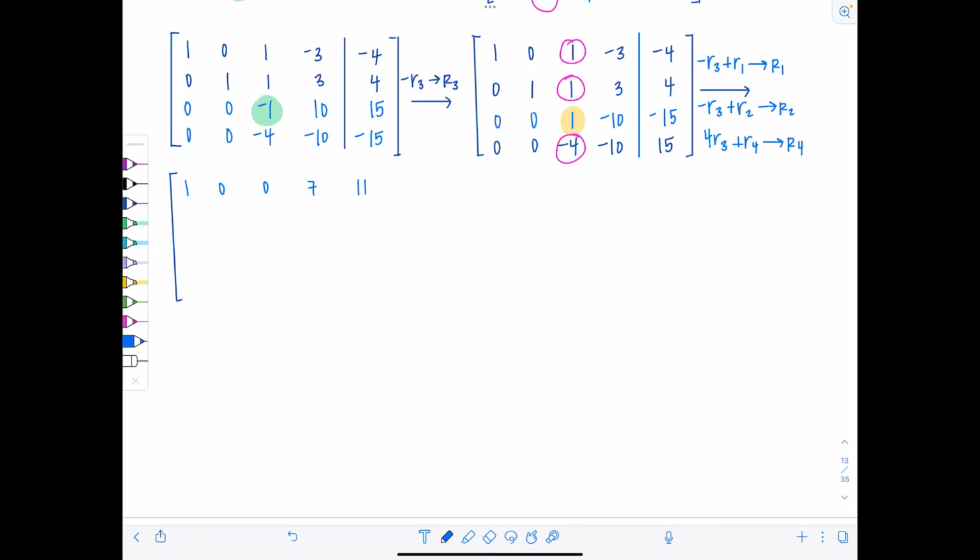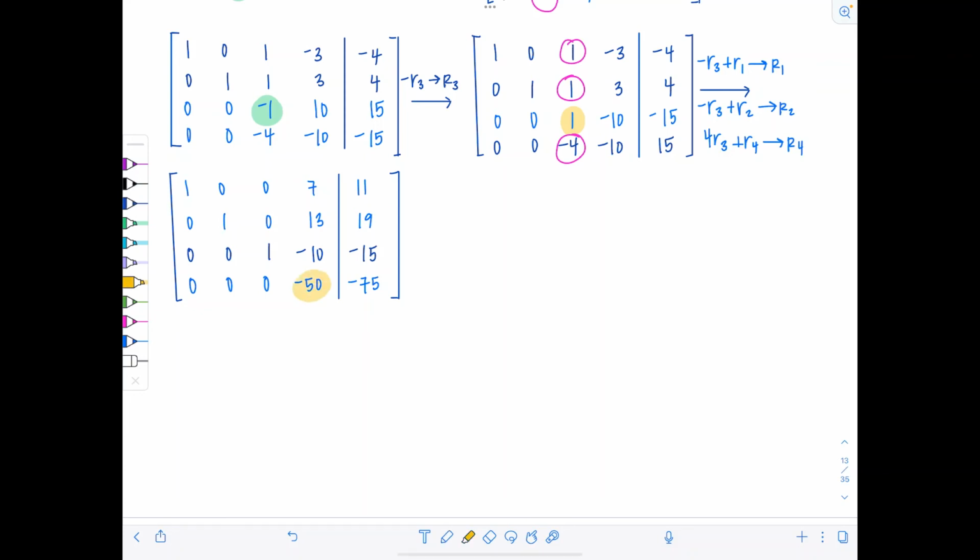I'm sad. Okay. New row 2 should be 0, 1, 0, 13, 19. Row 3 did not change: 0, 0, 1, negative 10, negative 15. If you changed it, you did something wrong. And then new row 4 is 0, 0, 0, negative 50, negative 75. Okay, great. How'd you do? Column 1, column 2, column 3, all looking fabulous.